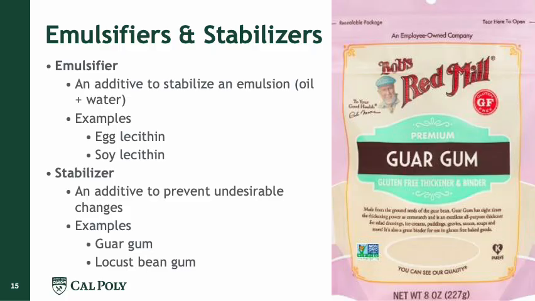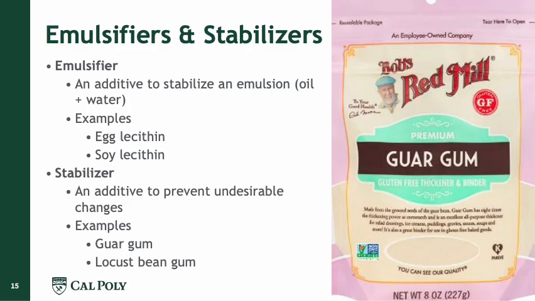Another type of additives are what we call emulsifiers and stabilizers. An emulsifier is an additive that is used to stabilize an emulsion, and an emulsion is formed by the combination of oil and water. Oil and water normally don't mix, so we need to add an emulsifier for them to mix and to have a stable mixture over time. Some examples are egg lecithin and soy lecithin. These are some examples of emulsifiers.